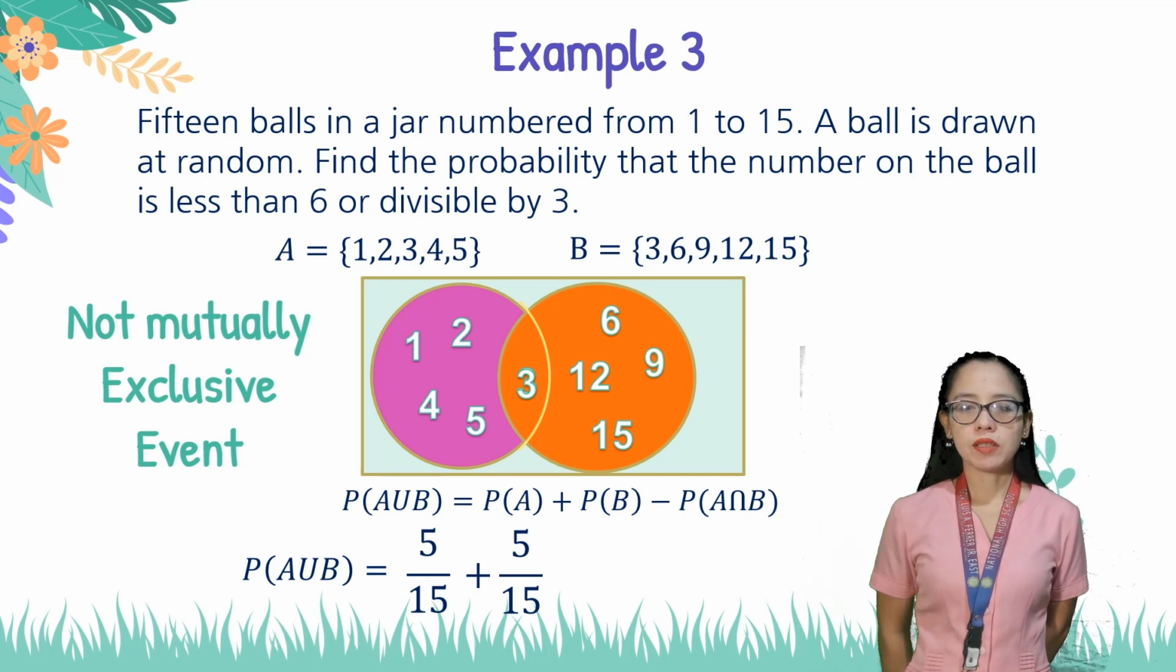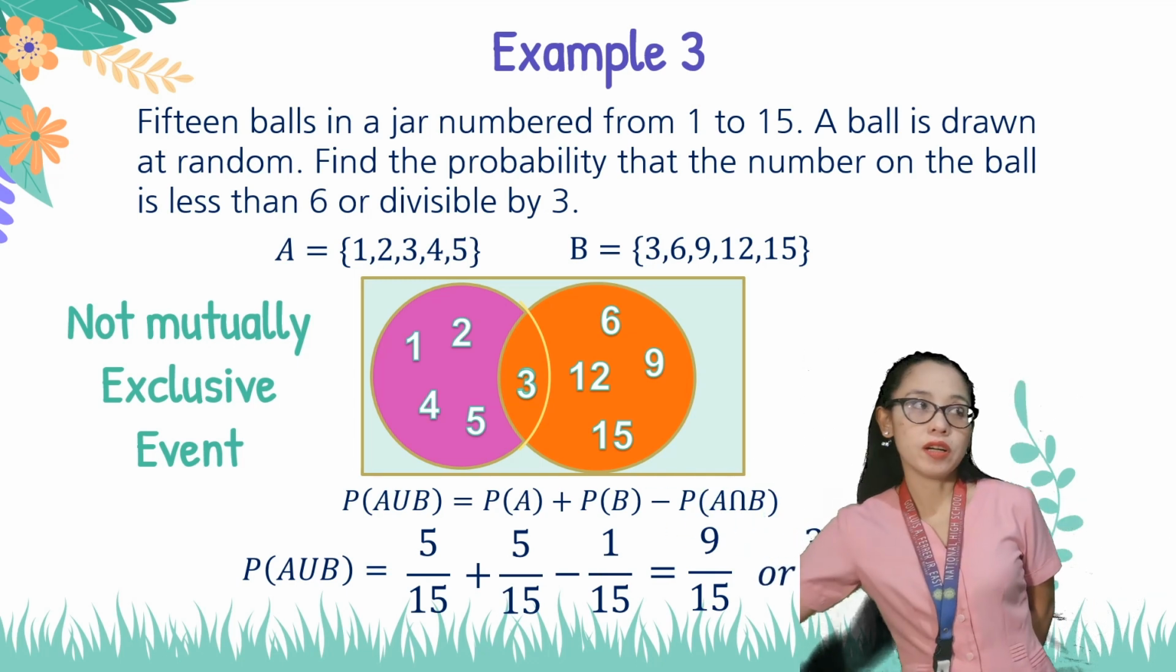And the common outcome, which is 3, thus giving the probability of A intersection B is 1 over 15. So the probability that a number is less than 6 or divisible by 3 is 9 over 15, or simplifying it, gives us 3 over 5.